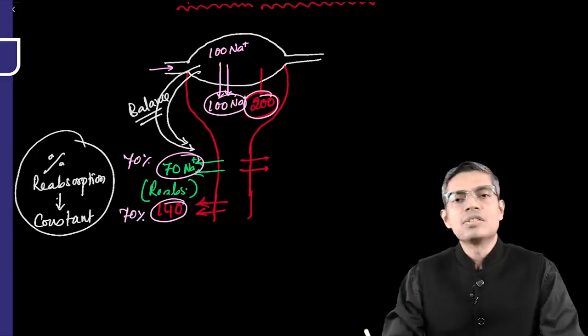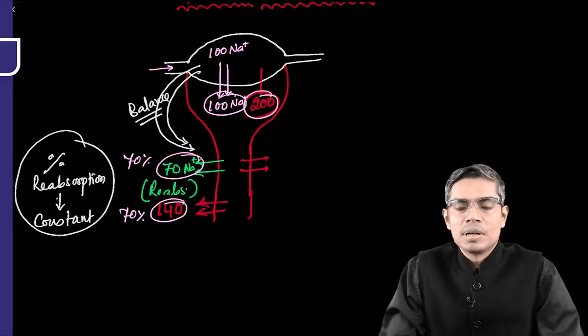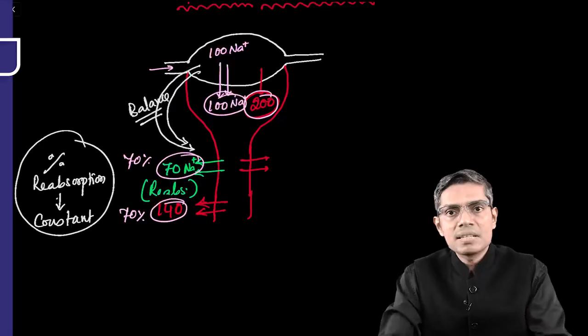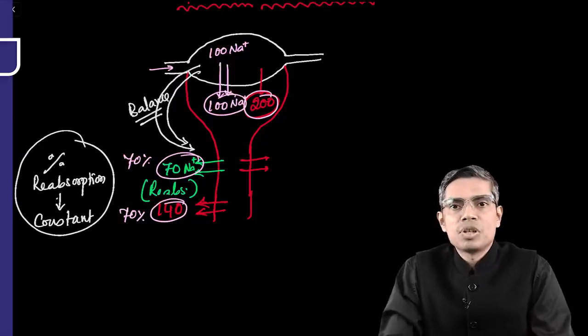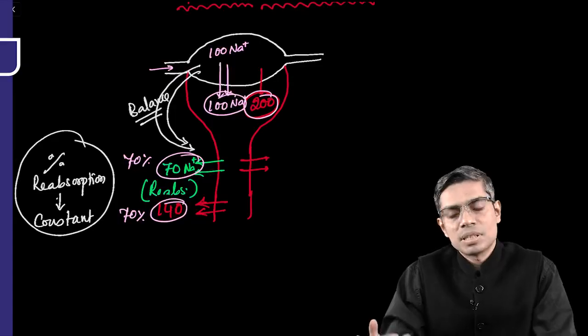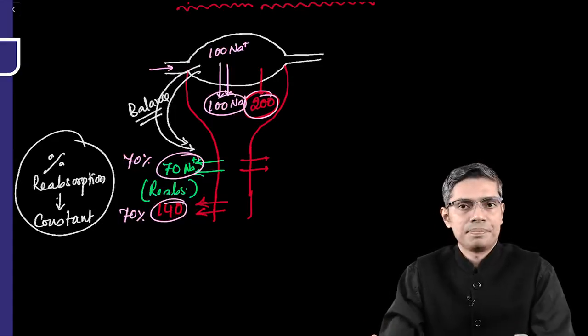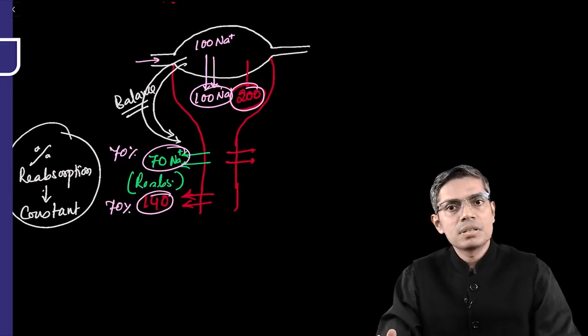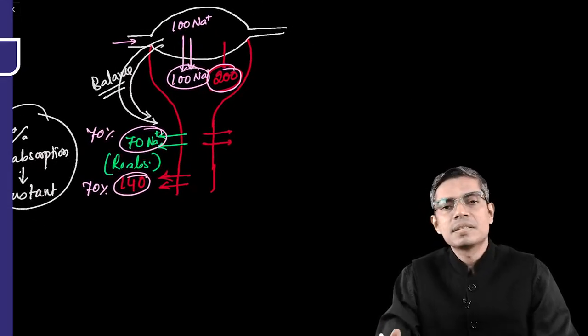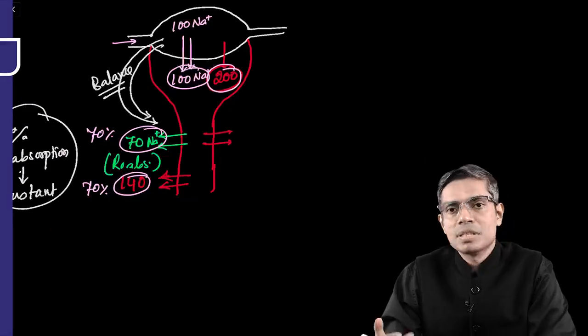This concept is known as glomerulotubular balance, right? So balance is keeping the fraction of reabsorption, or the percentage of reabsorption, at the level of the PCT constant. That is a simple concept. Now the question is how the balance is maintained. What is the mechanism of this balance?